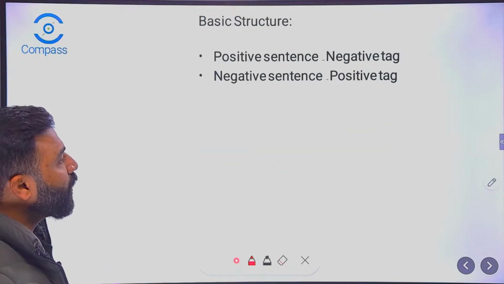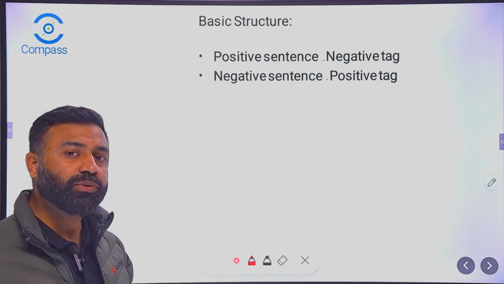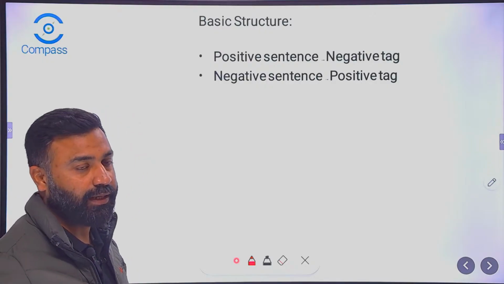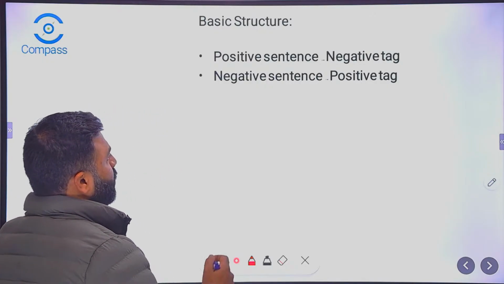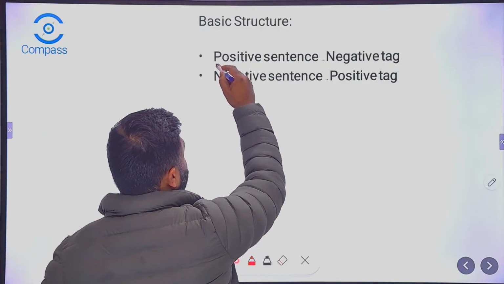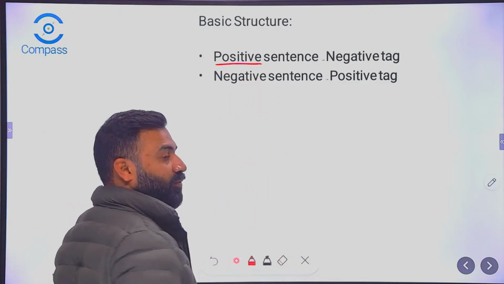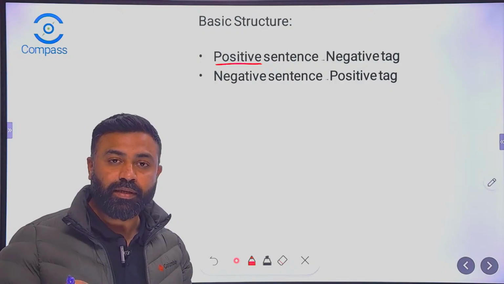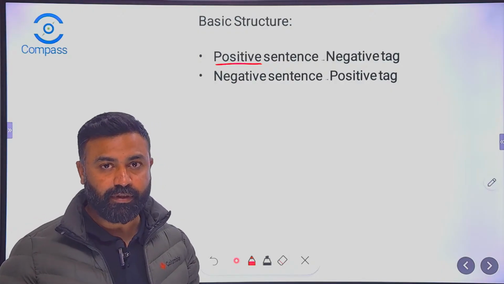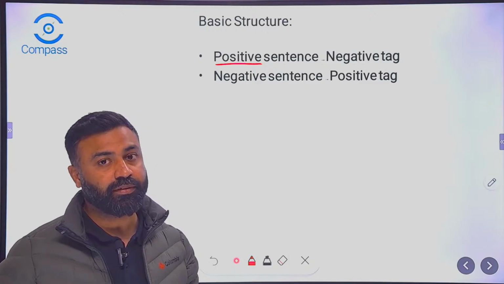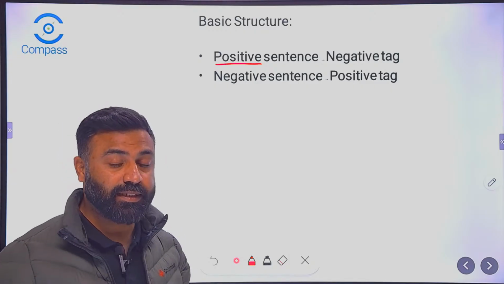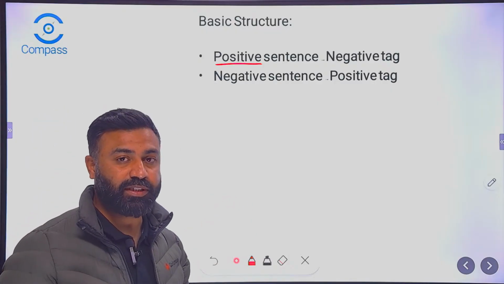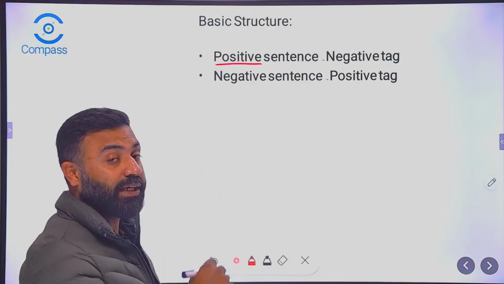Now we are going to study how to tag a sentence with a question tag. The rule is very simple. If the sentence is positive, positive here means when you do not have words like no, not, never, none, etc. in the sentence, that is a positive sentence. Now, if the sentence is positive, the question tag is going to be negative.